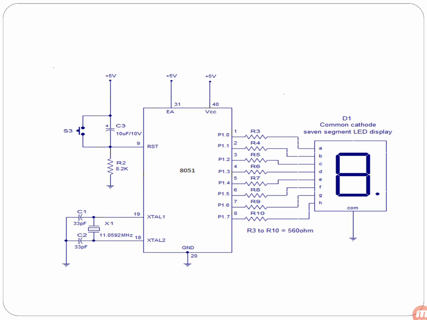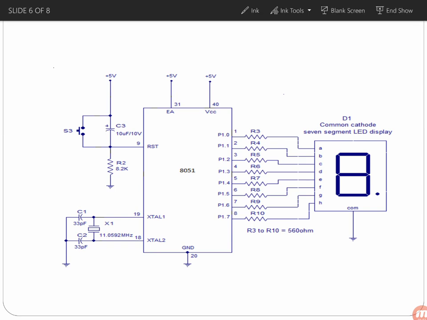So after writing the hex codes, then we'll understand the interfacing diagram. This diagram gives you the clear picture of interfacing 7 segment display to 8051. Here we have taken a common cathode 7 segment display, which is connected to port 1 through the current limiting resistors R3, R4, R5, R6, R7, R8, R9, R10. R3 to R10 are current limiting resistors.